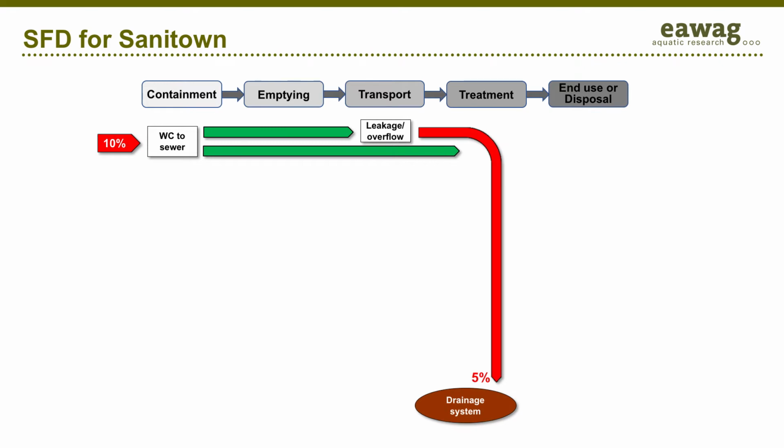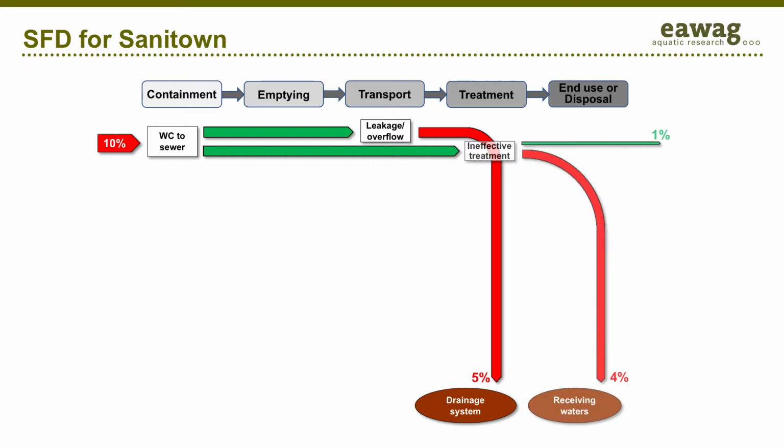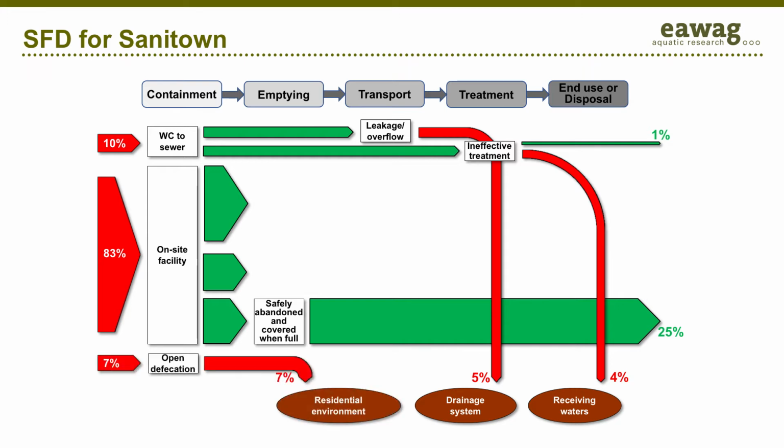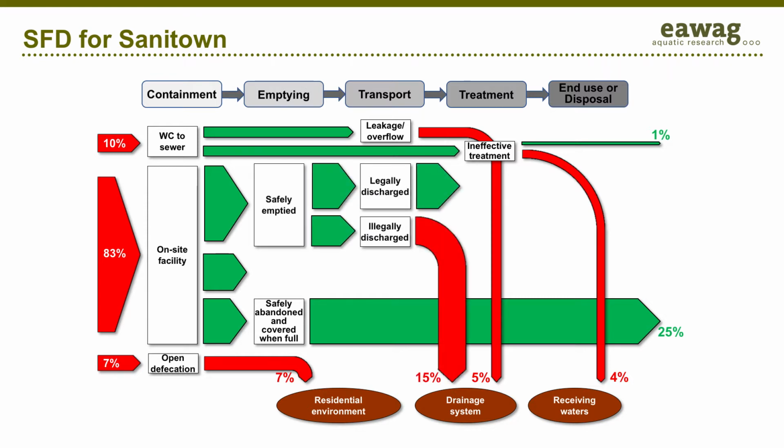4 of the 6 sewage pumping stations are dysfunctional and overflowing. The new sewage treatment works is being bypassed because the electricity has been cut off due to massive arrears in payment, and only a fraction of the sewage is treated. 25% of the population use simple pit latrines, which are covered when they are full and safely abandoned. But 7% of the population still practice open defecation.